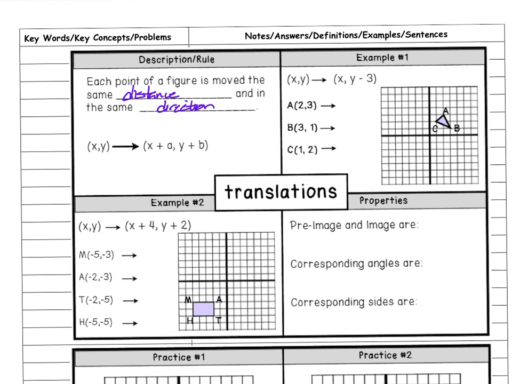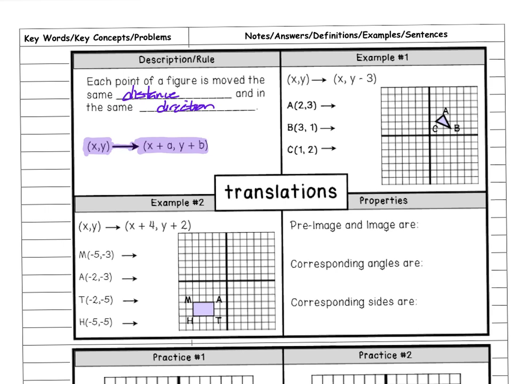Mathematically, how do we write that? We always start with (x, y). (x, y) is where I started, my original point. And then the arrow means I'm going to. And then what do I do to x and y? Well, I add a and add b, or sometimes I subtract.